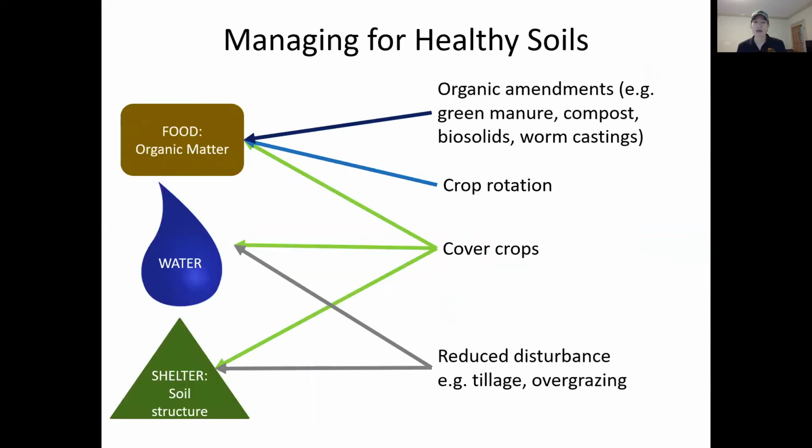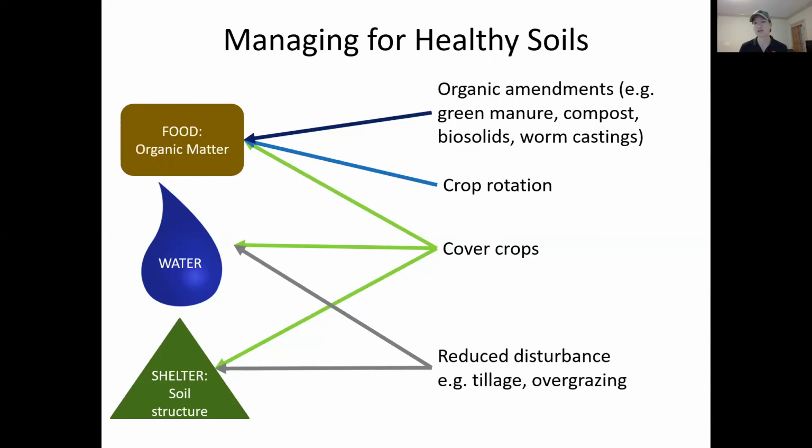And the ways that we manage for healthy soils help contribute to these three things and help promote these soil organisms. So for example, adding organic amendments like green manure, compost, using crop rotation and cover crops all helps add organic matter back into the system. So that's providing food for our microbes.